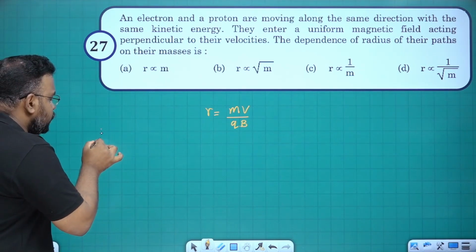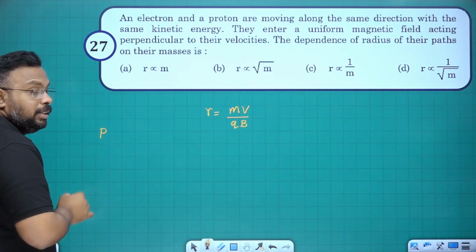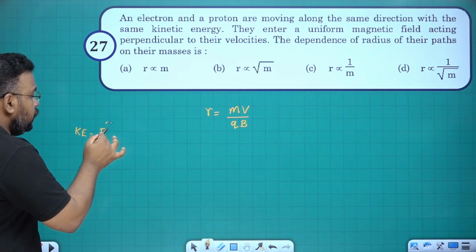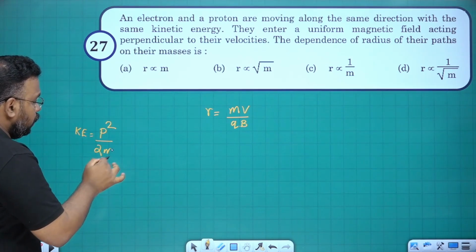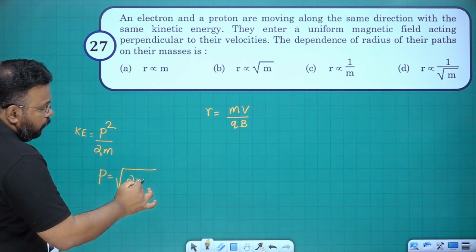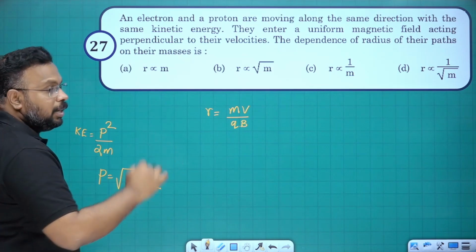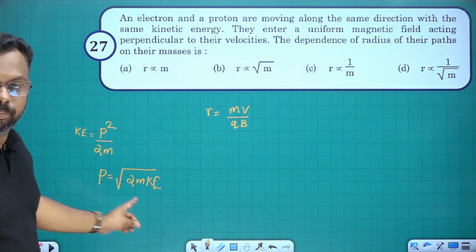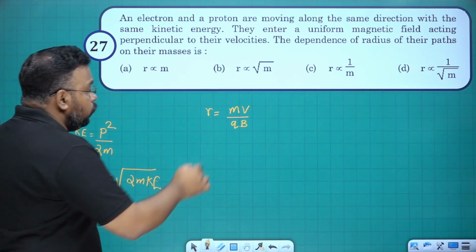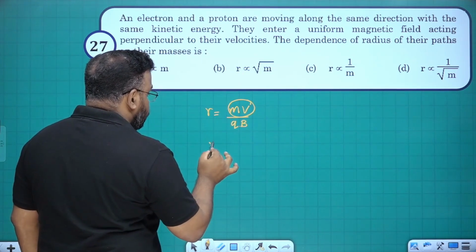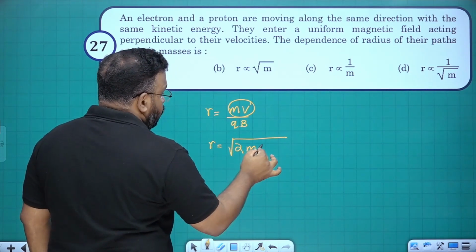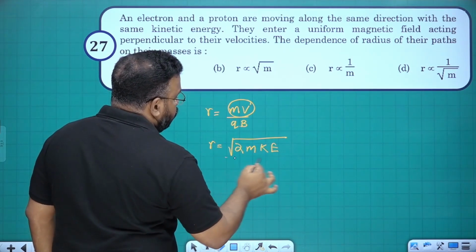Do you remember we have a relation in grade 11, kinetic energy and momentum, which is kinetic energy K is equal to P square by 2m. That means momentum P is equal to root of 2m into KE. This is a relation between kinetic energy and momentum. It's an important relation. Always you should keep it in your mind. Substitute that value for momentum. So we get R is equal to square root of 2m into KE by qB.